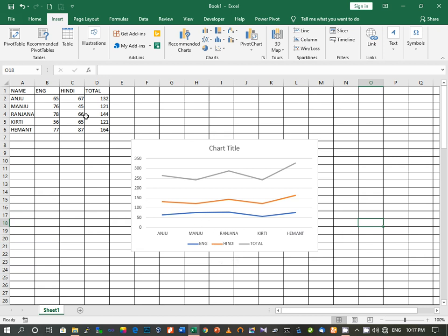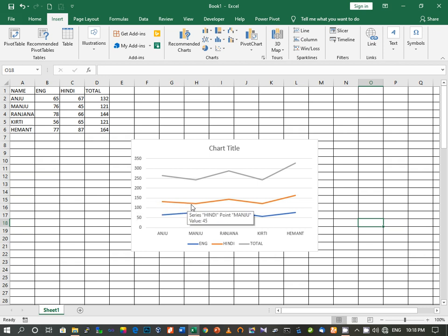Here you can see the marks of Anju is 67. You will see that this starts from above 100, because the starting point is 50. From 50 to 150 makes 100, so this is used to represent the marks of Hindi. So 50 plus 67 will be around 117. So from here this line is starting.